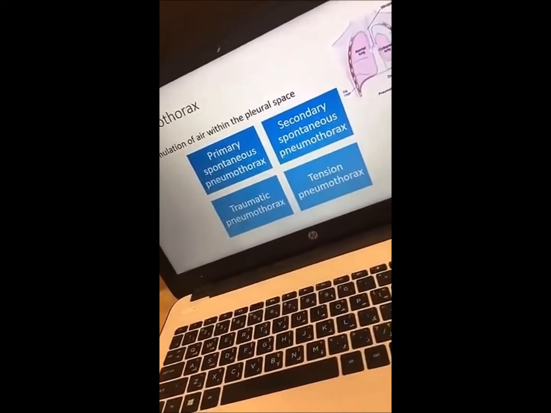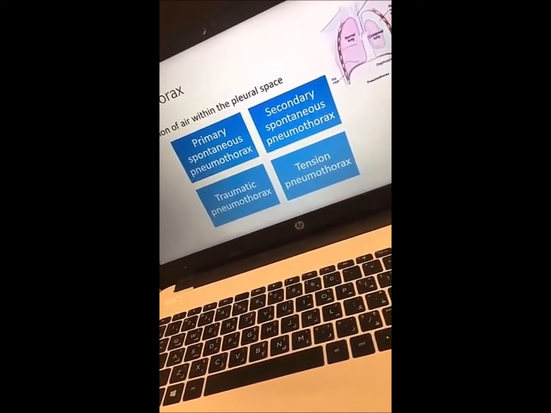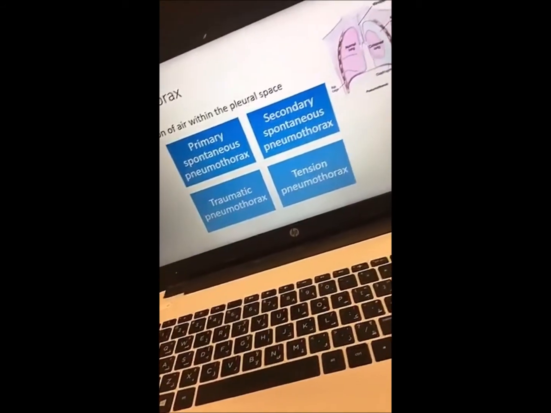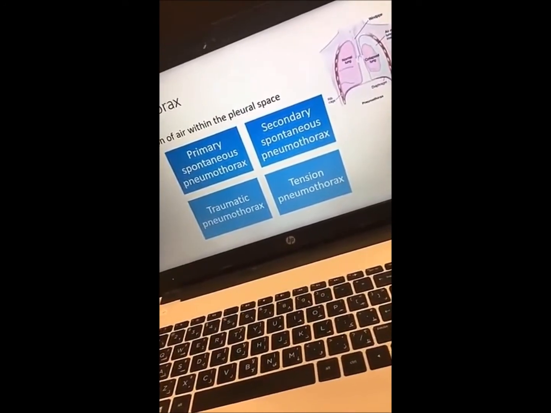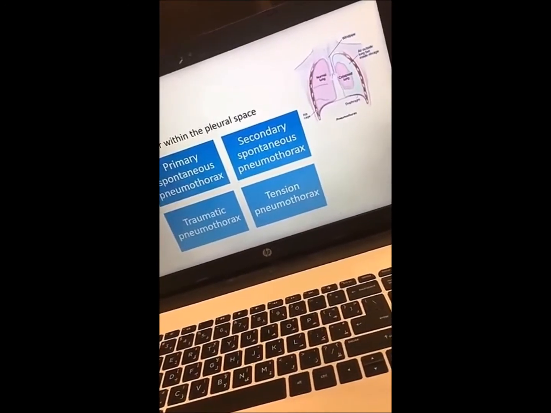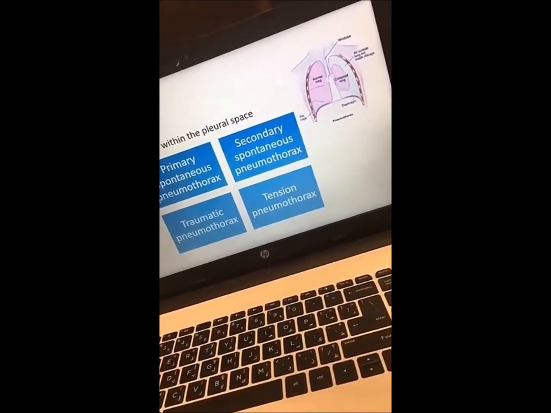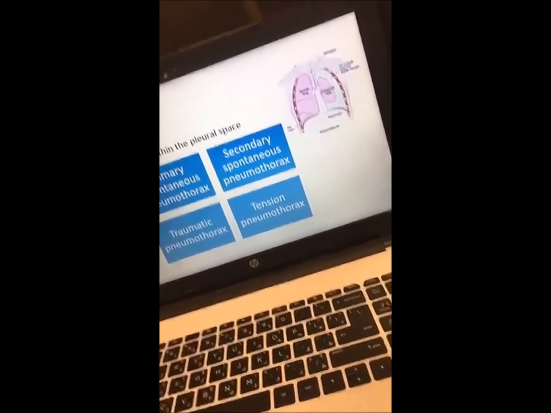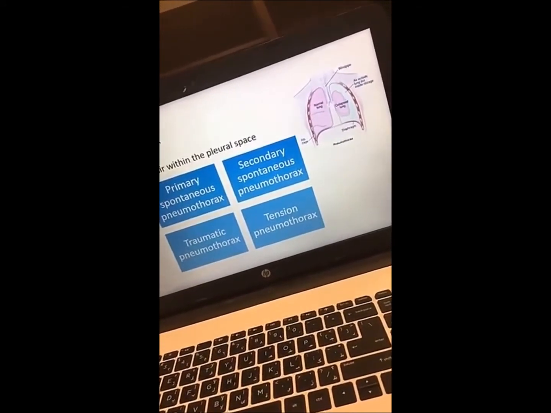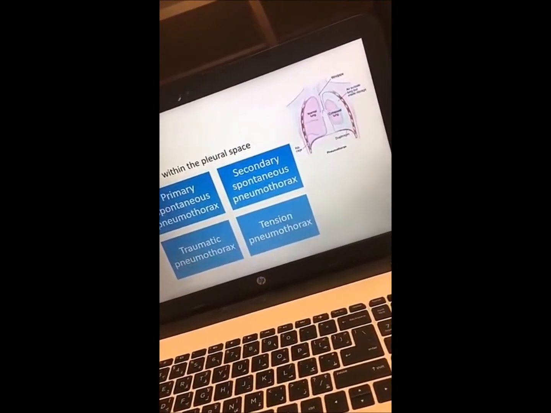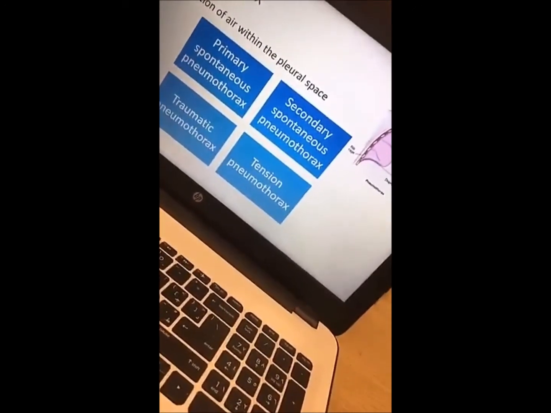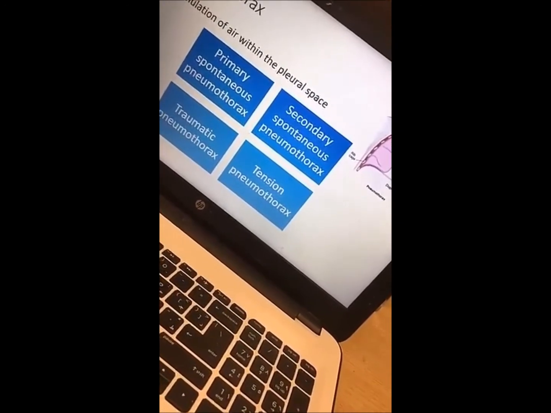Primary pneumothorax is due to rupture of apical blebs or cysts within the lung, with no significant history of lung diseases. For secondary spontaneous pneumothorax, it is also due to rupture of apical blebs, which develop secondary to lung diseases, or due to mechanical ventilation with excess pressures. Traumatic pneumothorax is caused by blunt trauma such as rib fracture or penetrating trauma like gunshot. Tension pneumothorax might develop from any of the etiologies that I mentioned.